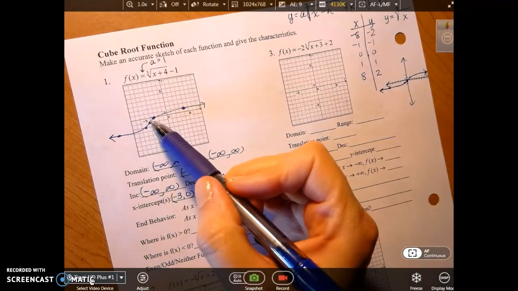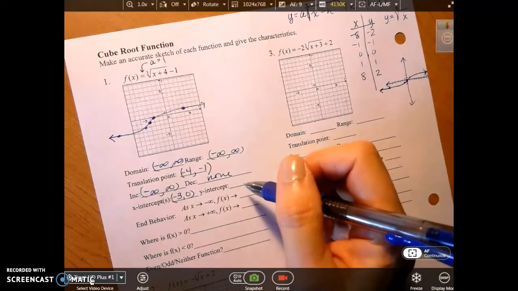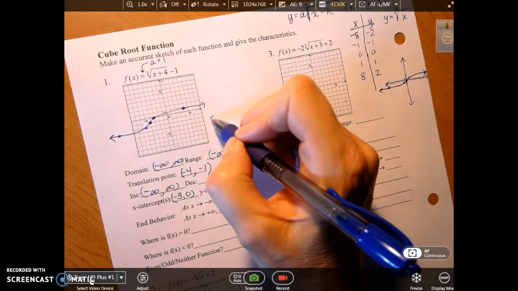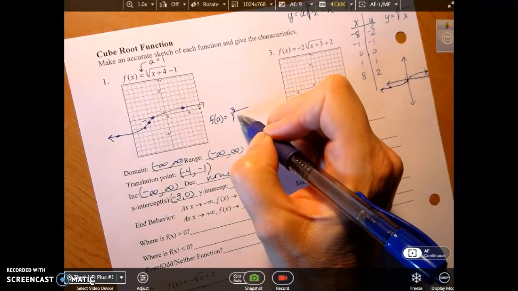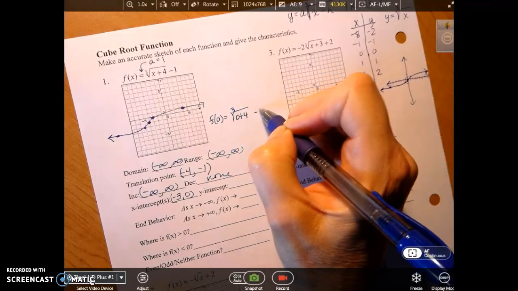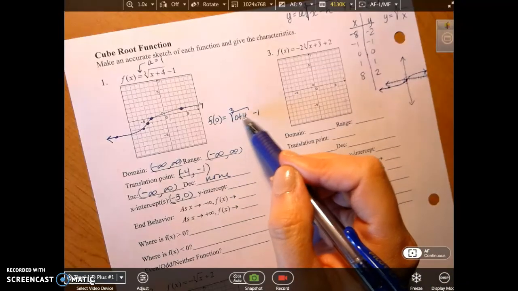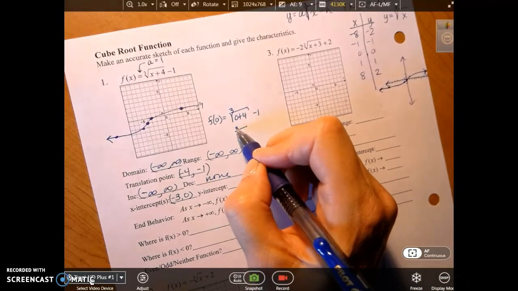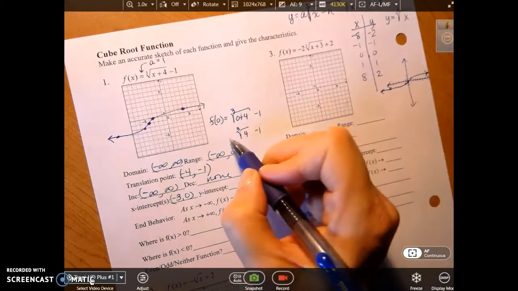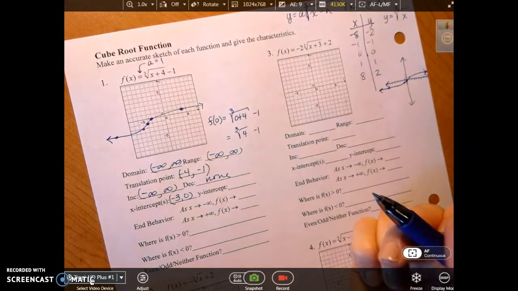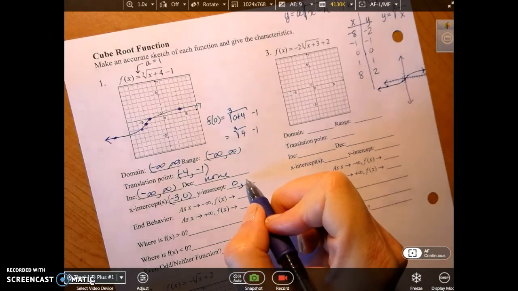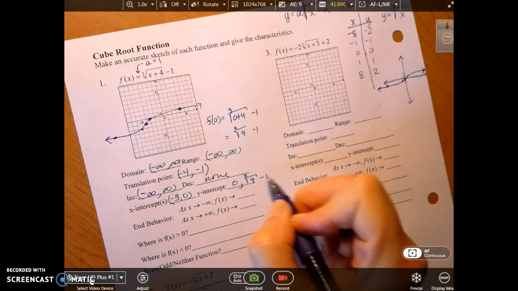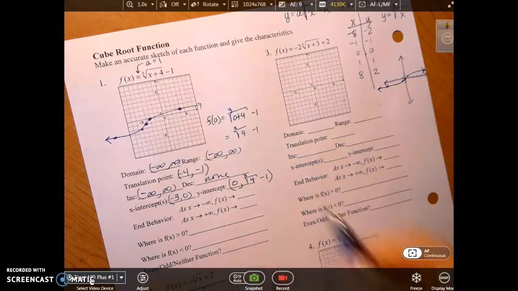The y-intercept, we're going to have to plug in a 0 for x. So let's do that. We're going to plug in a 0 for x. So 0 plus 4 minus 1. Now, I'm going to be taking the cube root of 4, which I really can't do anything with. I'm going to leave it just like that. It looks weird, but that's how we do it. So my x is a 0, and my y would be the cube root of 4 minus 1. Make sure this is outside the radical sign.